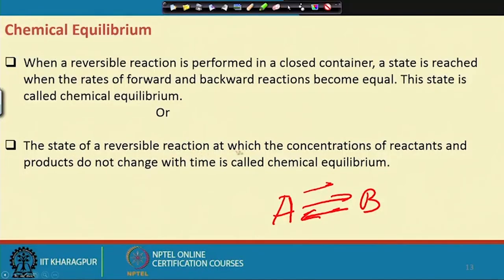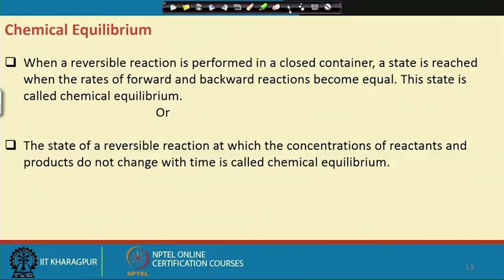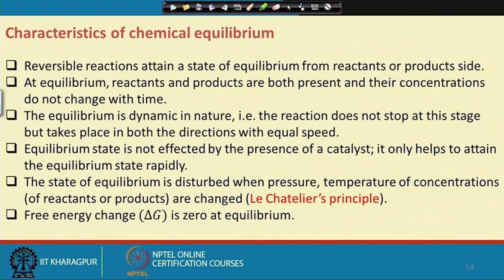The state of a reversible reaction in which the concentration of the reactant and product do not change with time is called chemical equilibrium. I told you that when the rate of forward reaction is equal to the rate of backward reaction, then we call it equilibrium condition. Now, the characteristics of chemical equilibrium are several. The reversible reaction attains a state of equilibrium from the reactant and product side, and at equilibrium the reactant and products are both present and their concentration does not change.